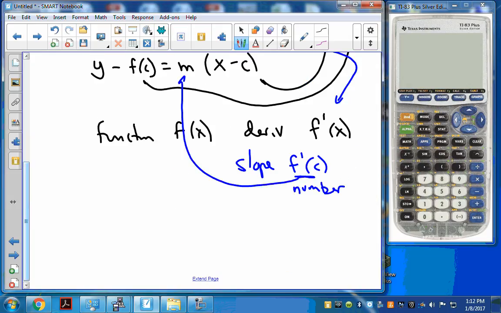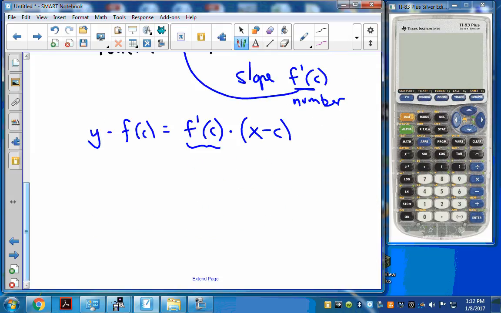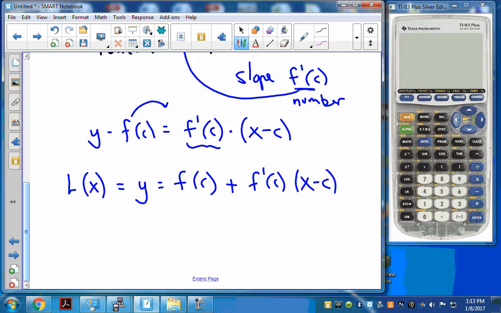Okay, so a lot of arrows here. Let's see what we've got. We got y minus f of c is equal to f prime of c times x minus c. And again, remember, f prime of c is one number. That's the slope multiplied by x minus c. So our tangent line now, if we move this across, we can say y is equal to f of c plus f prime of c times x minus c.